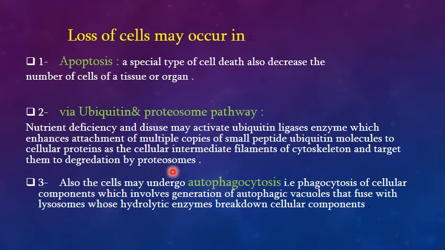We said that when we have hypertrophy, there is an increase in the cellular protein. Here in atrophy there is a decrease, because one of the causes of the loss of the cell is the activation of the ubiquitin ligase enzyme, which enhances the attachment of the peptide ubiquitin molecule to the protein, which leads to it being targeted to be degraded by the proteasomes.